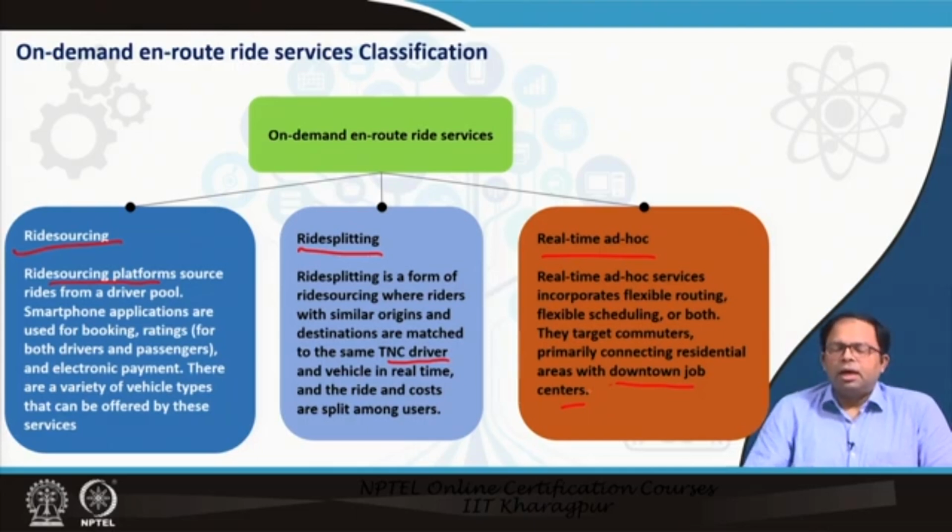at the same time there may be a new request coming along the way, so the bus will divert from the route and go and pick up passengers from that particular route and then take you to that particular destination. But the destination more or less remains the same. So this is called real-time ad hoc services.